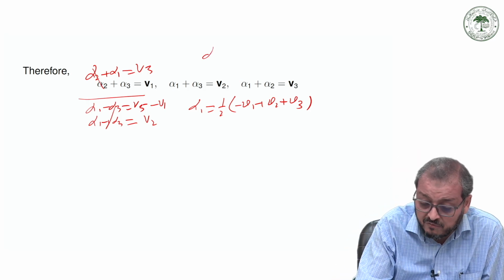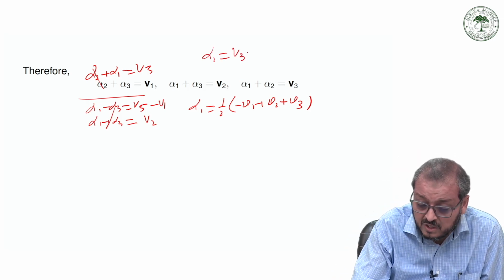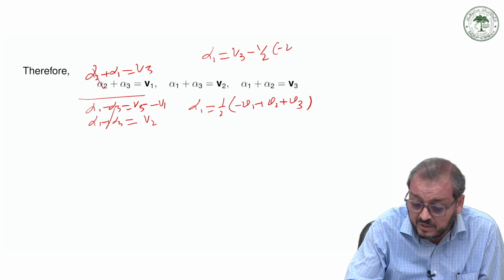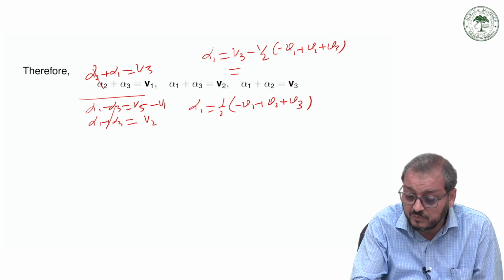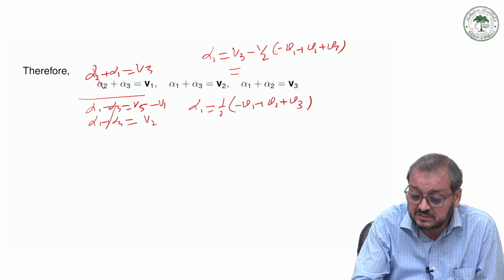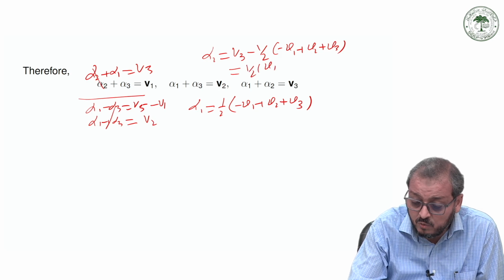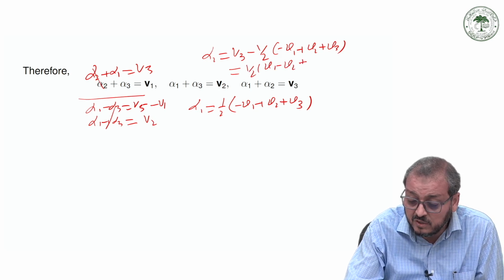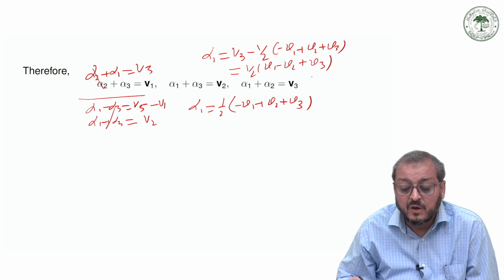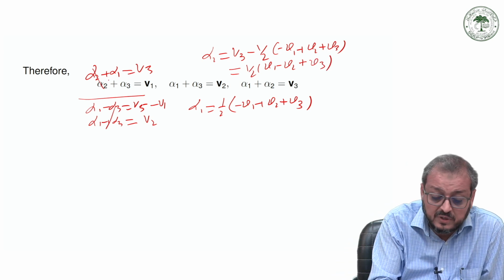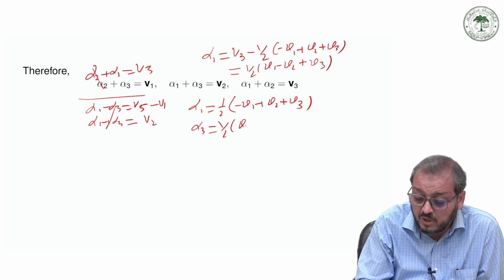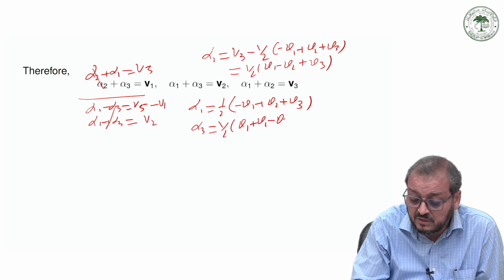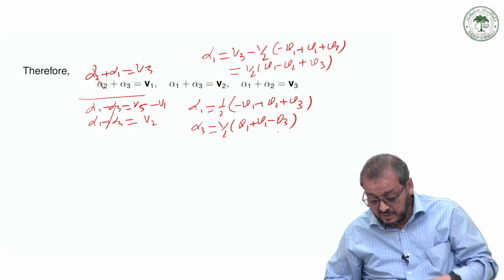So, alpha 2 is equal to V3 minus alpha 1, which is 1 by 2 times minus V1 plus V2 plus V3. This is nothing but, you can just check, 2 times this. So, this is minus, this is a plus. So, you have 1 by 2 times V1 minus V2 plus V3, and similarly you have to calculate the value for alpha 3. So, alpha 3 should be 1 by 2 times V1 plus V2 minus V3. So, we are getting all these values.